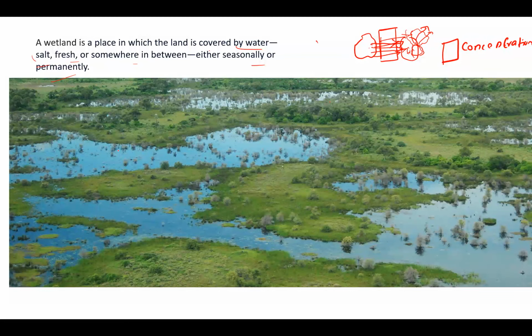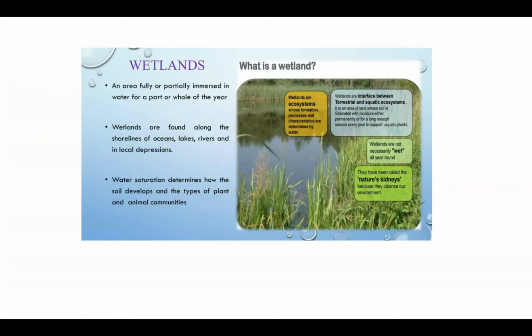Okay, so this is the natural wetland. You can see there will be water content, plants, microorganisms inside, fishes inside. So this is the wetland. And here you can see what a wetland is.